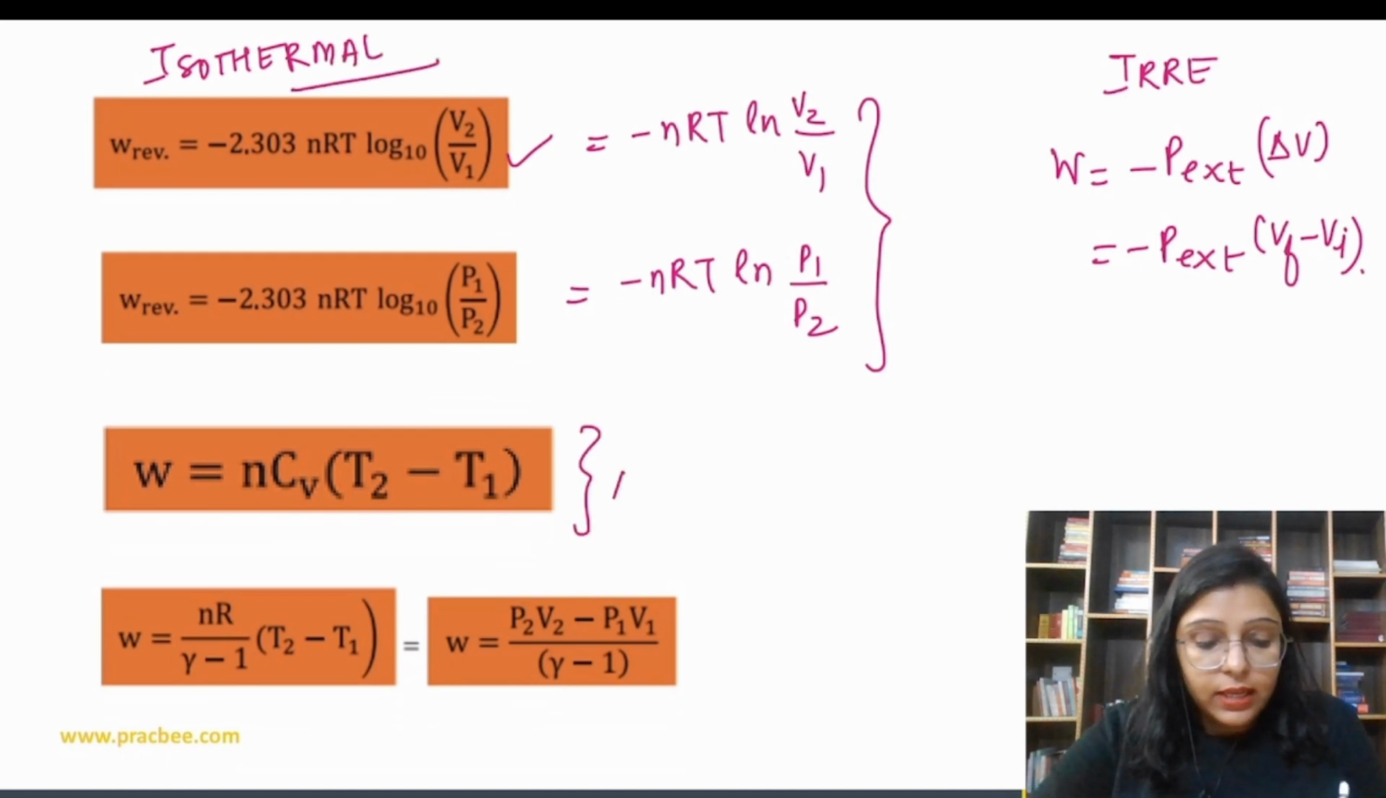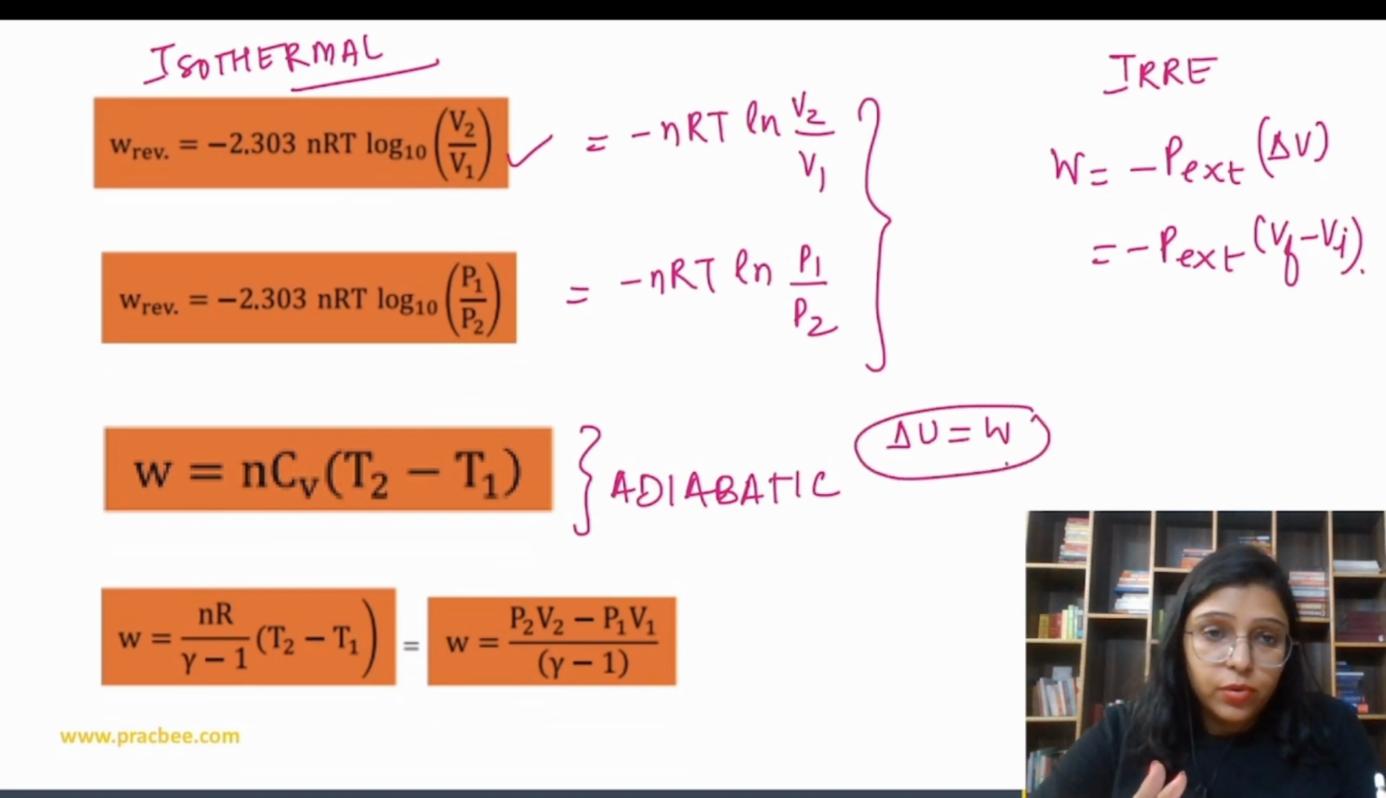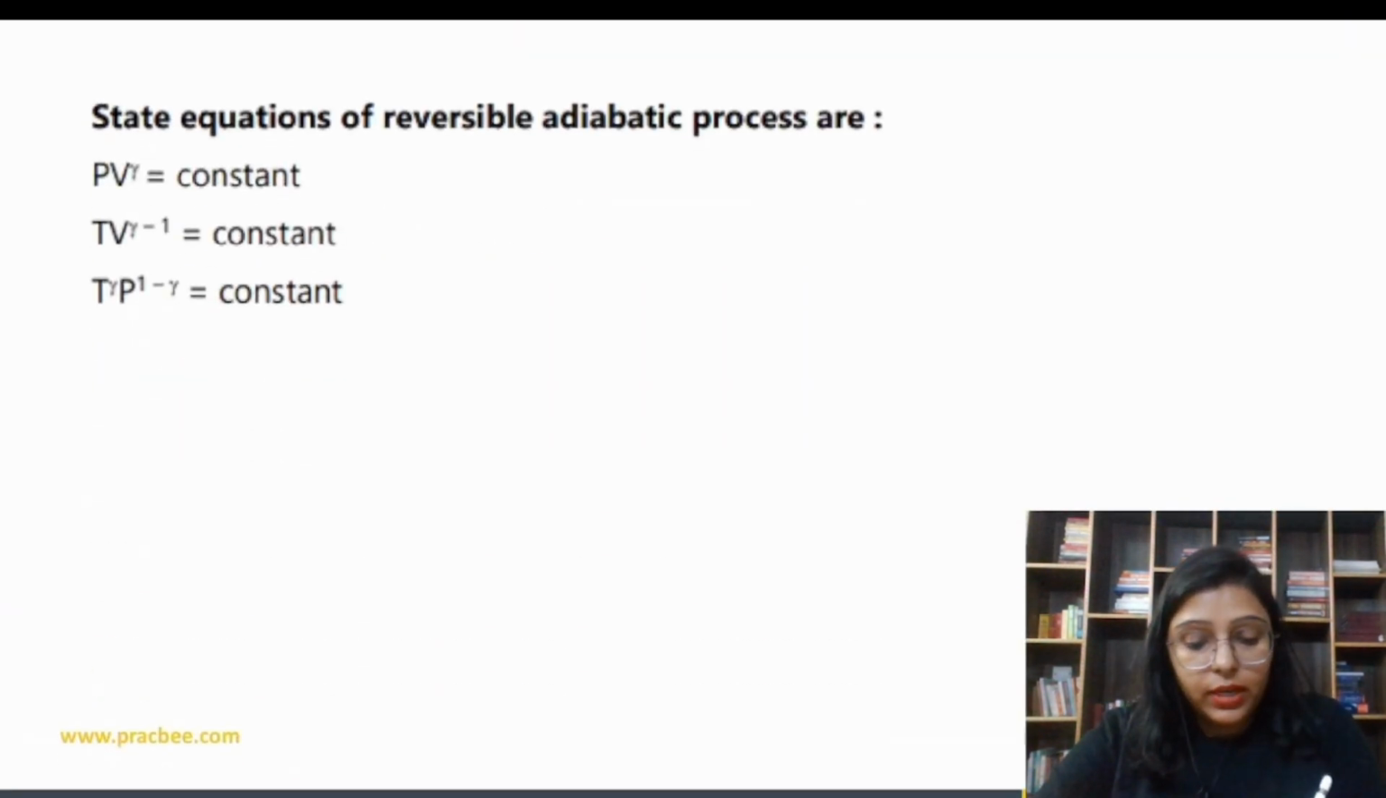Now, if we have the adiabatic process, then what happens? Delta U is equal to W. So W, or work done, we can find out with respect to internal energy change, which is equal to nCv (T2 minus T1), or we can write (P2V2 minus P1V1) upon (gamma minus 1). So what is gamma? Basically this is the ratio: gamma is Cp over Cv.